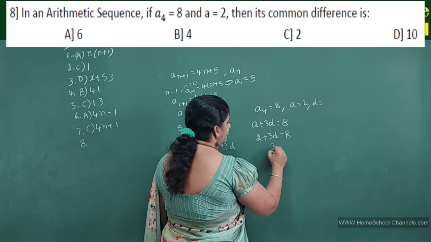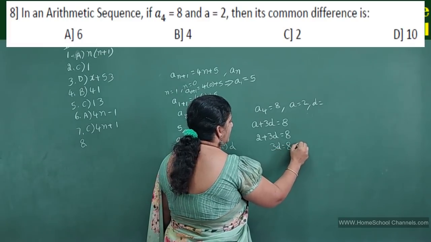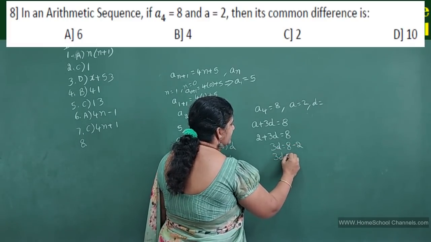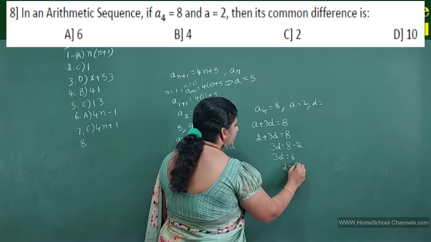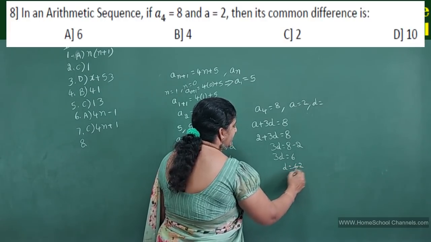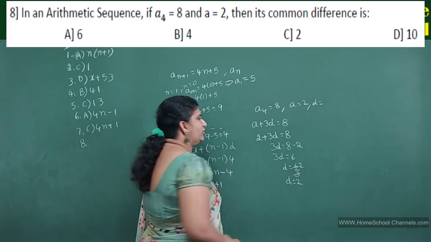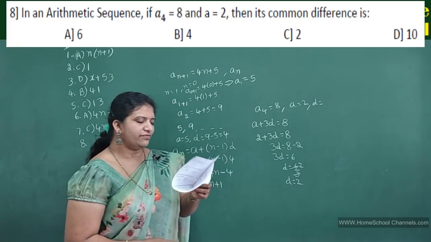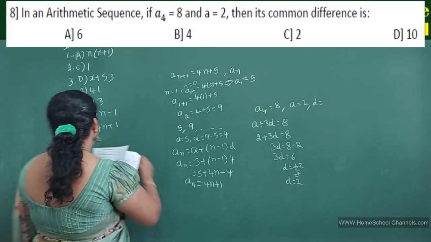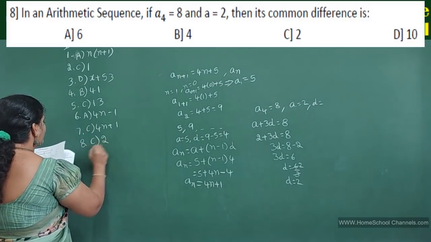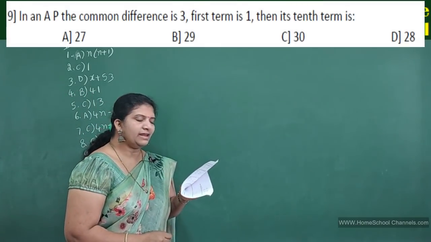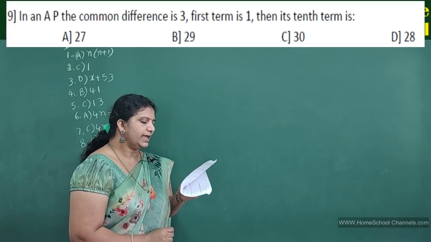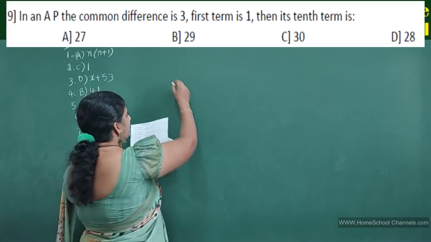2 send other side. 3D is equal to 8 minus 2. 3D is equal to 6. D is equal to 6 by 3. 3 2s are 6. D is equal to 2. Therefore, the common difference value is 2. Check for the answer. Option C. Option C, 2. Ninth one, in an arithmetic progression, the common difference is 3.